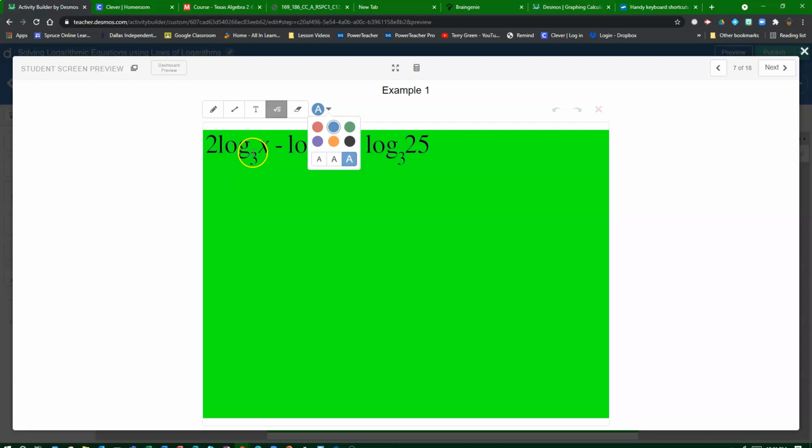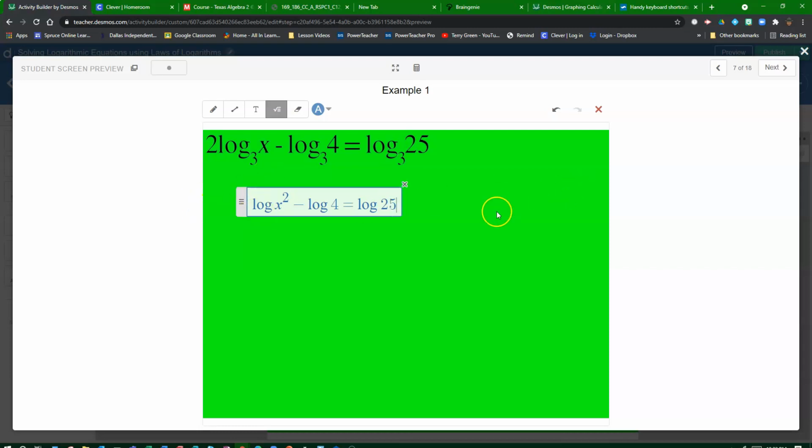So instead of writing 2 log base 3 of x, I'm going to write log, I'll put the 3 in there later, x squared. I took the 2, which was in front of the log, and wrote it as an exponent. All right, and then I'm just going to rewrite the rest as normal. Okay, remember these are all base 3. So we've used the power rule.